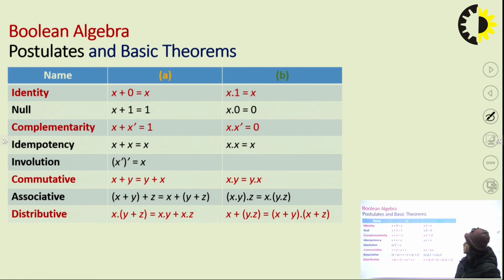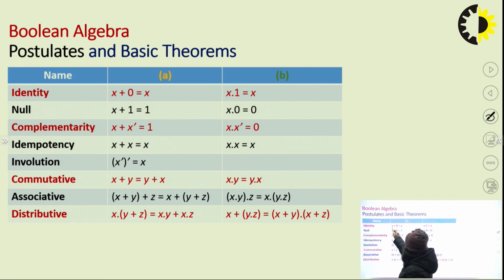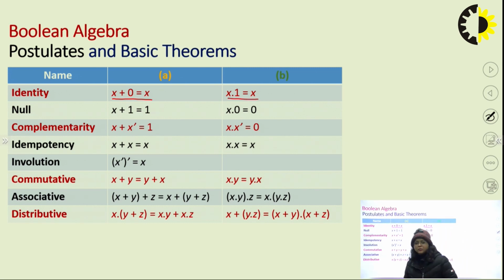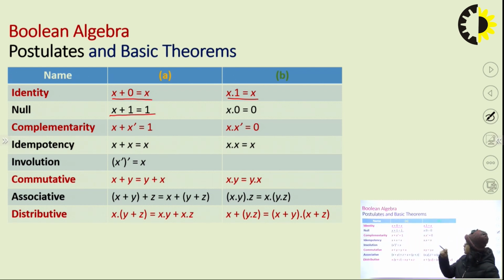And these are the different identities which are used to minimize those functions. We can solve Boolean equations using these identities. The first one is identity theorem. That is, if we add 0 to any variable, it will remain unchanged, and if we multiply with 1, the equation will remain unchanged. Then null theorem, if we add 1 to any variable, output will be 1, and if we multiply with 0, output will be 0.